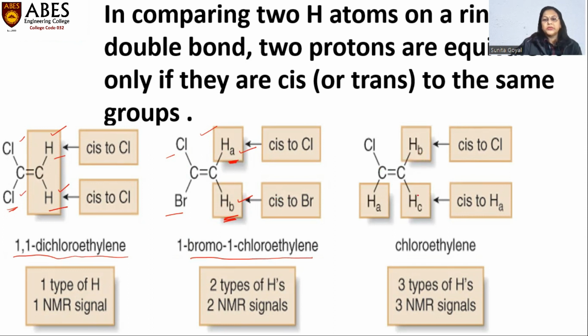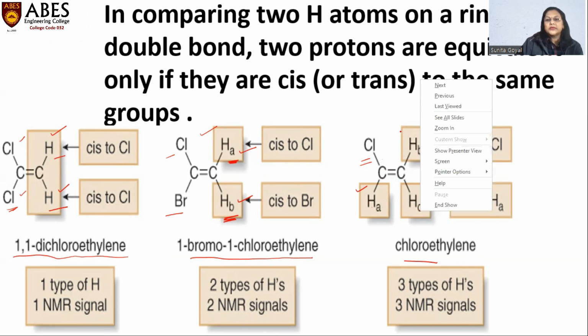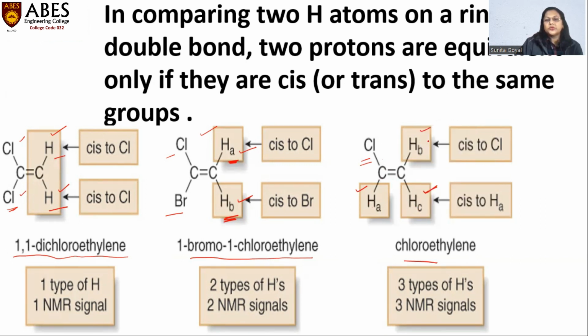In this third molecule, chloroethylene, there are 3 protons. This H is on the same carbon at which chlorine is there, and this is cis to this proton. Then this H is cis to this one, and it is on the trans position of chloride. And this is the third type of proton, which is cis to chloride. So there are 3 different types of proton, and it will have 3 different types of signals.